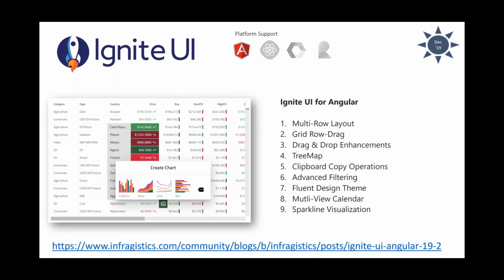Ignite UI for Angular. Tons of stuff going on with Angular. This product is in a really hyper release mode. So we are shipping mostly on a monthly basis. The latest release, we have multi-row layout, grid row drag and drop enhancements, tree map. We've added a bunch of new support for copy to the clipboard. We have a new advanced filter dialog. We shipped a Fluent design theme. So it really can make your app look like a Fluent app in Windows, which is pretty slick.